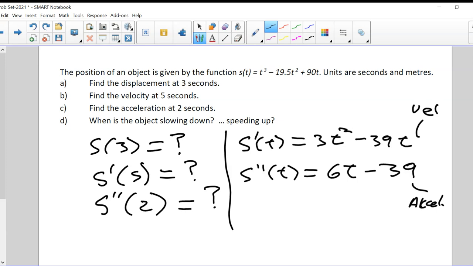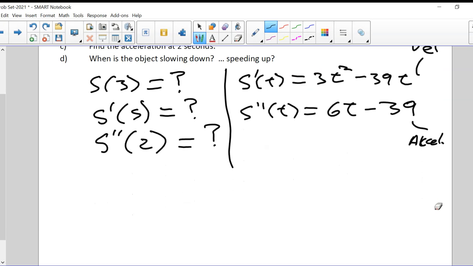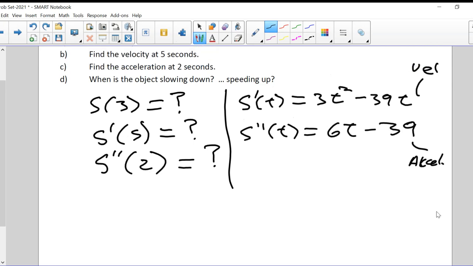Now, I think the way I'm about to do this is the best way to do it. That's what I think. Okay? So what I'm going to do now is a little diagram of each one of these things, and I'm going to put it on a number line. S of t has a plus 90 at the end.